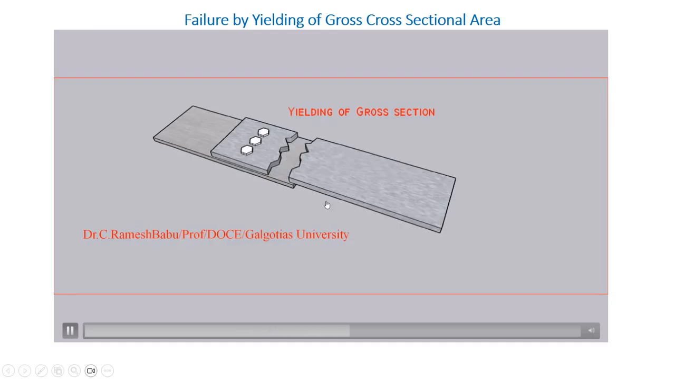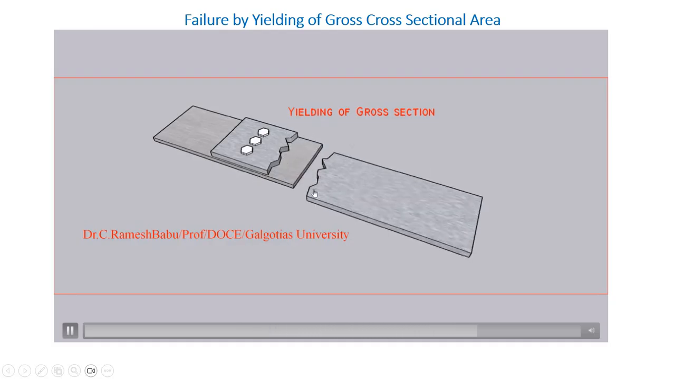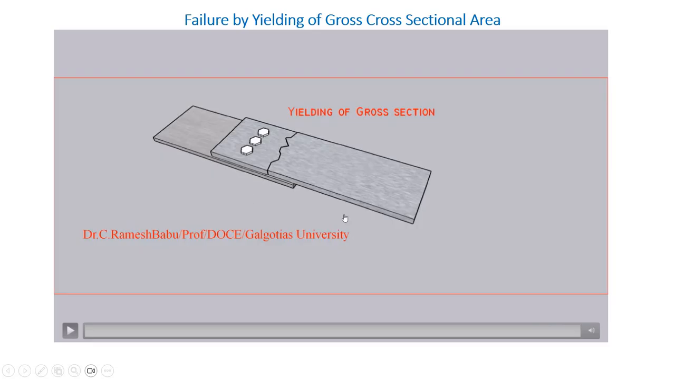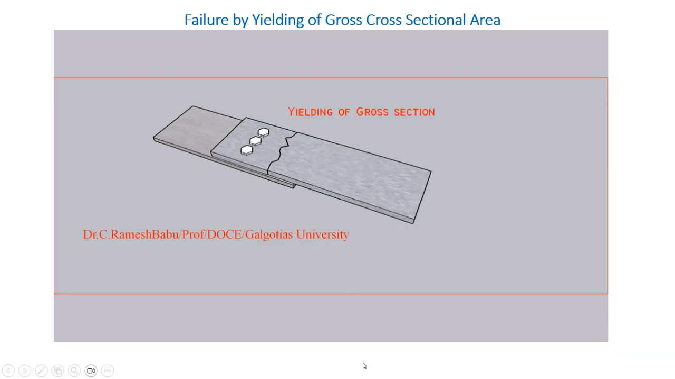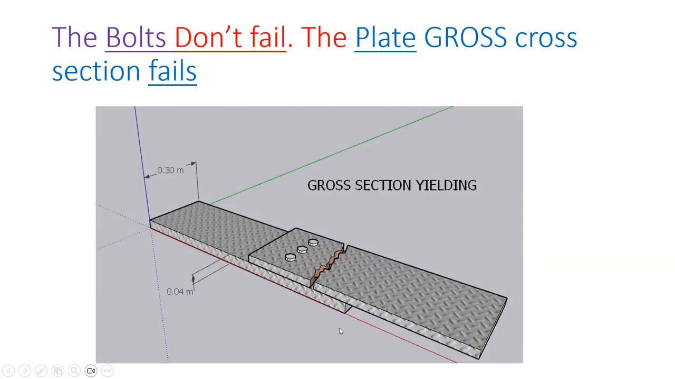So the whole cross section has yielded. Now it's an arbitrary pattern. We don't know how exactly it will fail. So it's an arbitrary pattern. Now this is said to be gross section yielding. Bolts don't fail. The plate gross cross section fails.